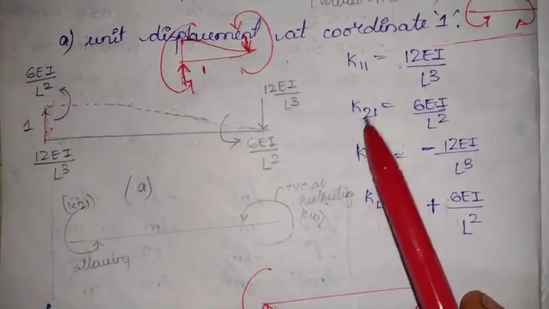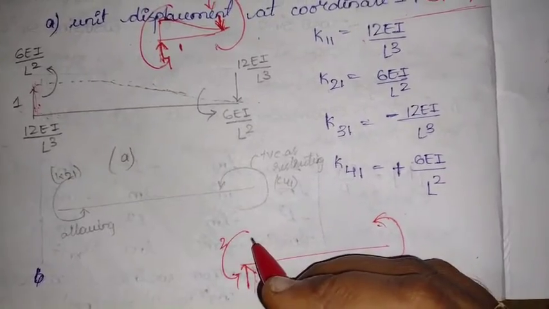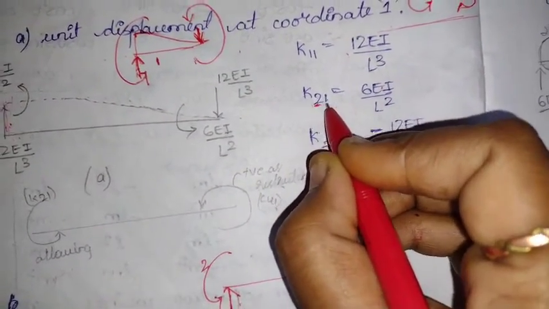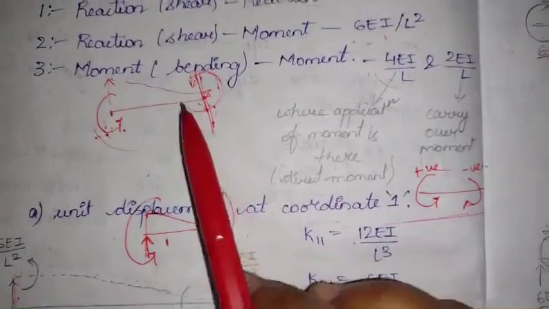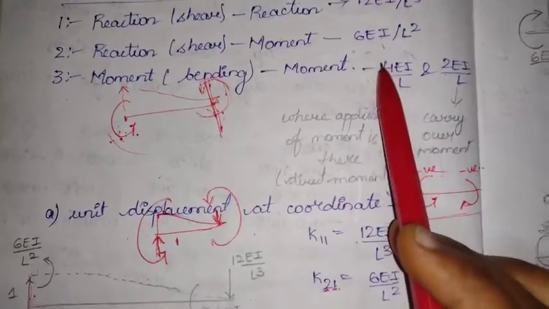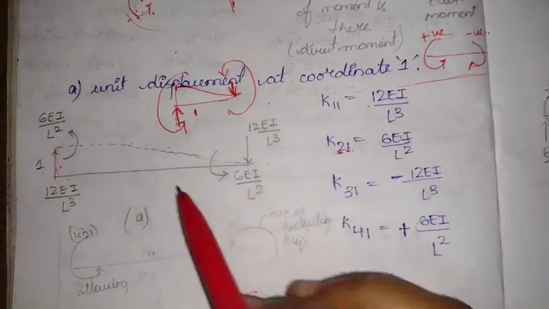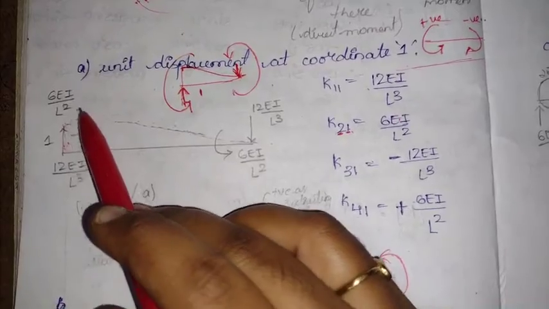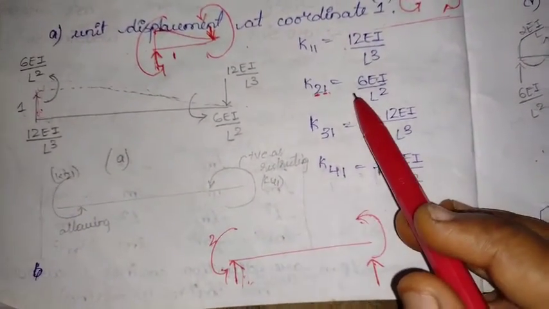Coming to K21, 21 is nothing but the movement at support 1. What is the first one? The first one is the movement, the second one is the reaction. Whenever it is movement and reaction, we have 6EI by L square. And as it is in the same direction, I told you, because of this the movement should be in anti-clockwise direction. Even the 2 is in anti-clockwise direction, so it would be positive.